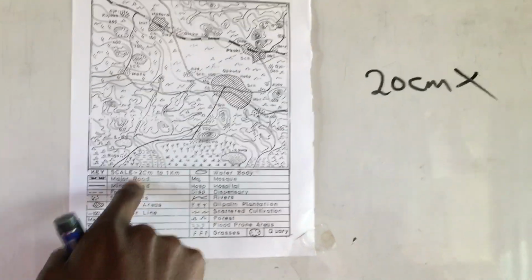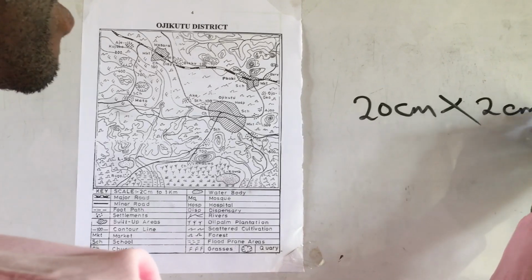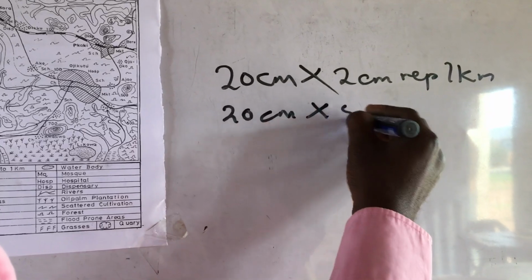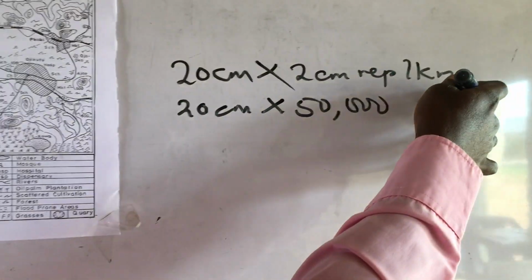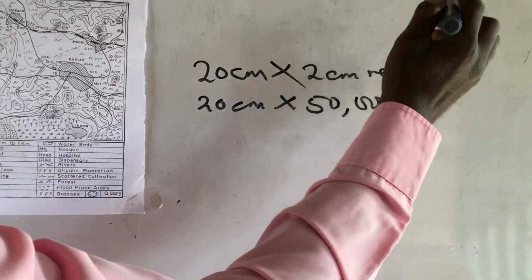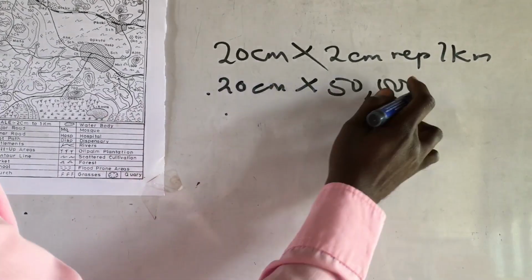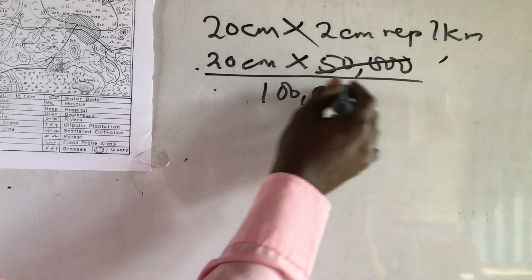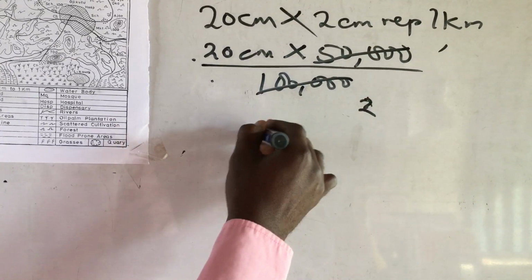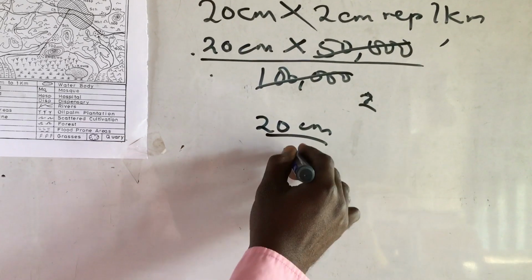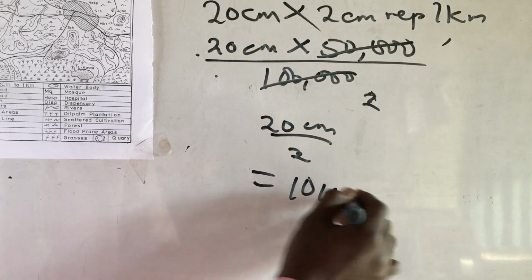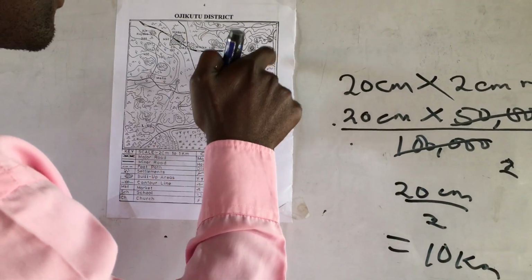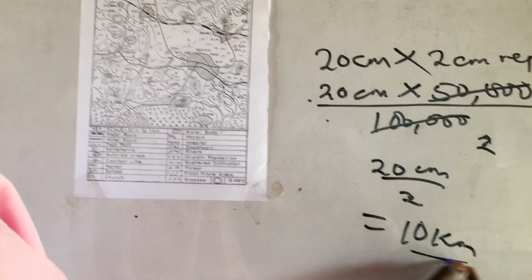On distance, 20 centimeter times this scale, 2 centimeter represents 1 kilometer. That is 20 centimeter multiplied by 50,000. Remember how we get this one. This one is in our question number one. So it's going to be 20 centimeter times 50,000 all over 100,000, which is what? Constant. This one cancels, this one cancels. You have 20 centimeter all over 2, which is equal to 10 kilometers. So the distance from Bere to Aje along the major road is 10 kilometers.